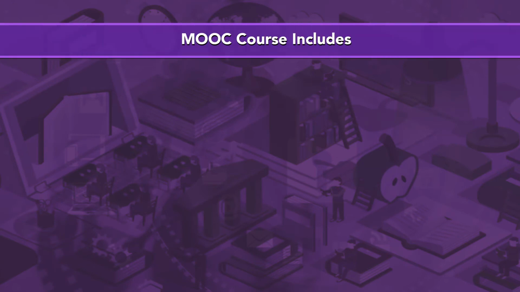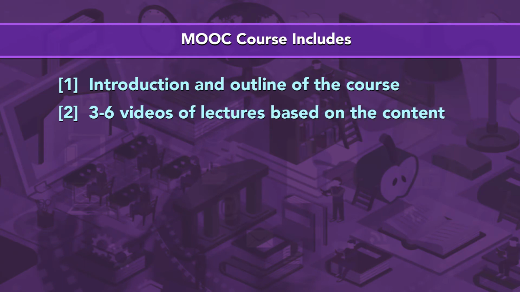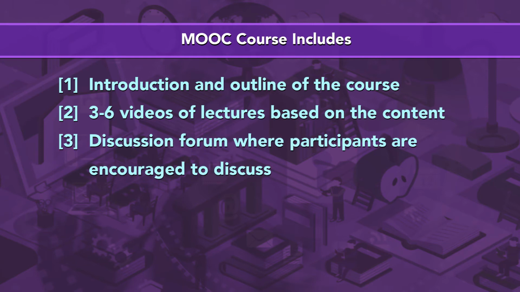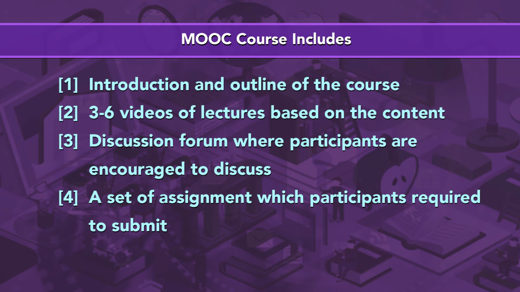What type of things does a MOOC course include? Introduction and outline of the course, 3 to 6 videos of lectures based on the content, a discussion forum where participants are encouraged to discuss, a set of assignments which participants are required to submit, and assignment grading. This many things are included in the course.